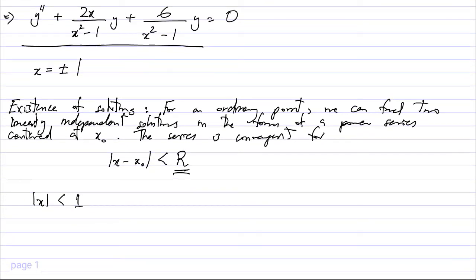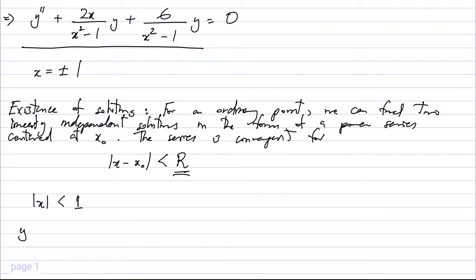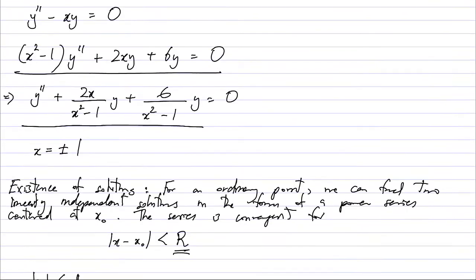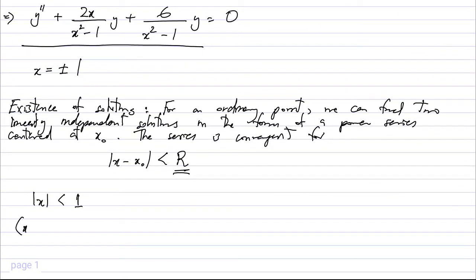If on the other hand you had something like this, (x square minus 1) y double prime plus 2x y prime plus 6 (x square minus 1) y is equal to 0.